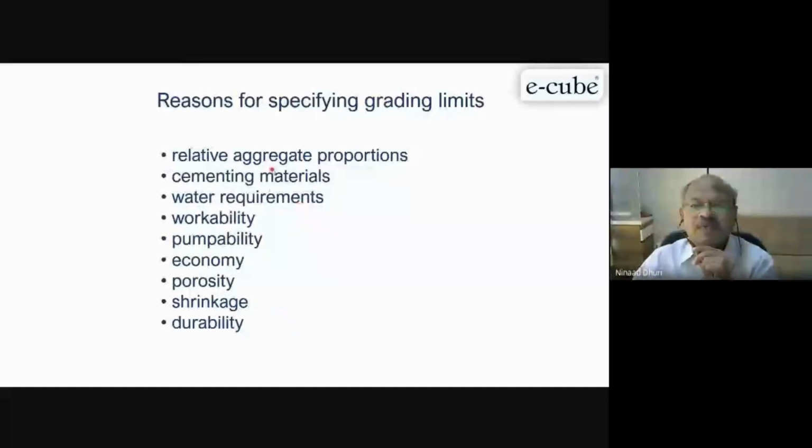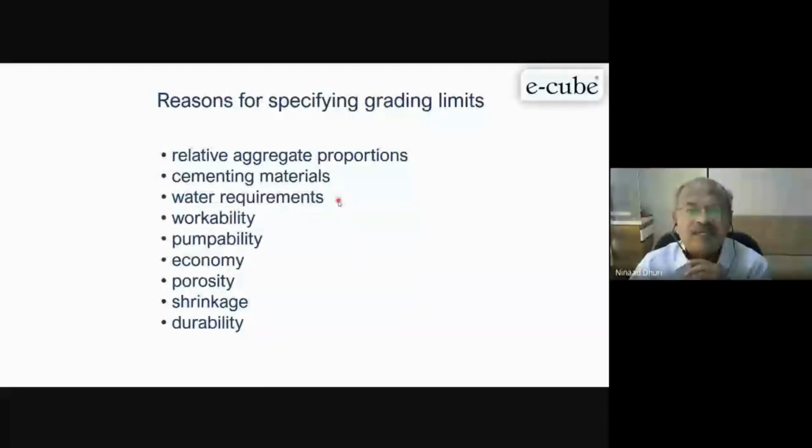So, relative proportioning of aggregates. We have to proportion, say, 20 mm, 10 mm, and 4.75. This is also affecting your cementing materials: how much consumption is there, how your binder content is decided, you decide on your proportioning. Your coarser side proportioning will give lower cementitious material, and finer side will always give a higher cementing material content.